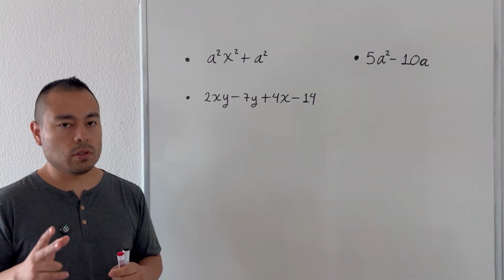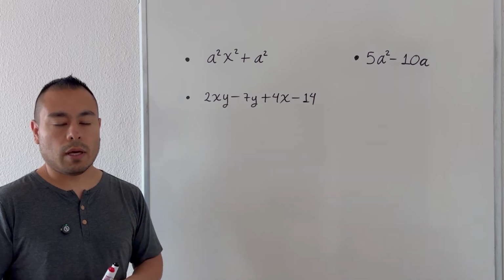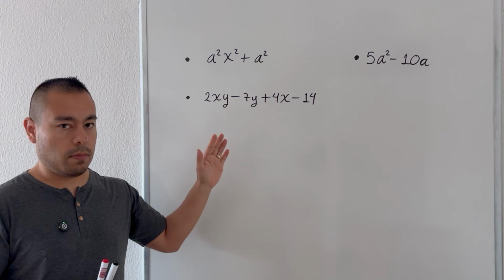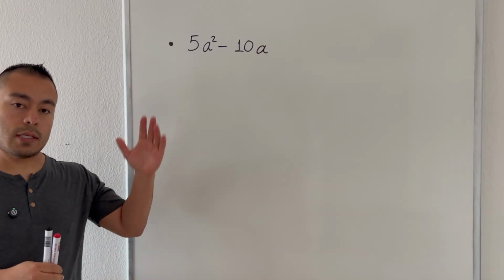Today we're going to discuss two strategies to factorize. First is factorization by grouping, and the next one by common factor. I have brought these three examples to discuss them step by step. So let's get started. For our first exercise, we have this example here.